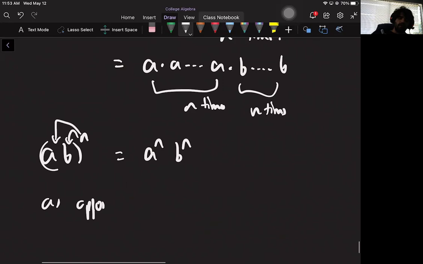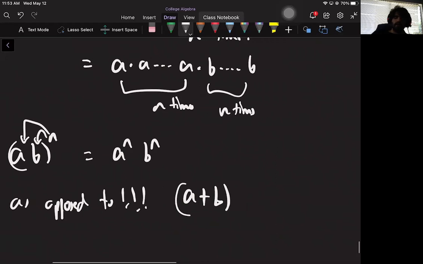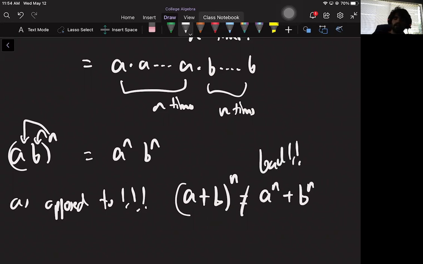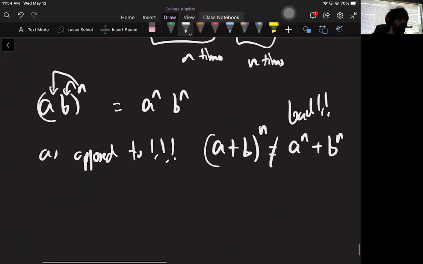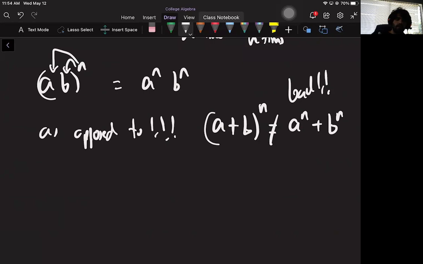Don't get this confused with addition. So this does not work for addition. People often make this mistake. If you have a power outside of addition, you cannot just do this. This would be extremely bad, a very common error, but it does not work the same. For multiplication, it works. For addition, it does not work.